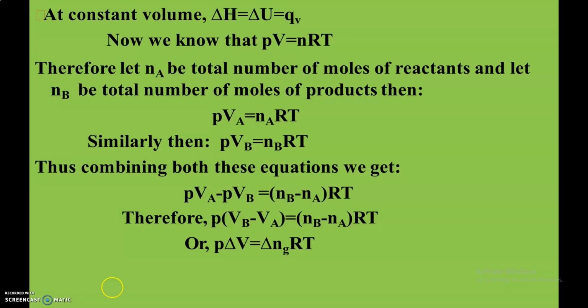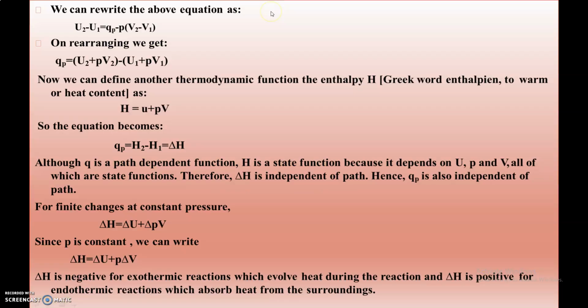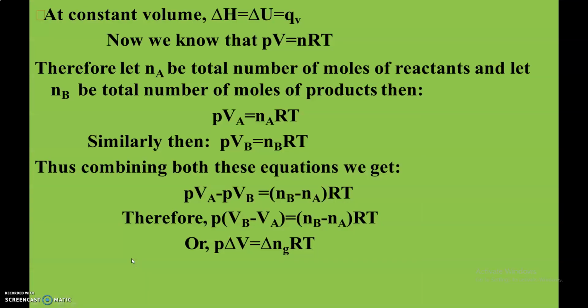And at constant volume, delta H is equal to delta U, because this term delta V will be 0. So this term will be neutralized, and we will get delta H is equal to delta U. We know delta U is equal to QV. Now we know that PV is equal to nRT.